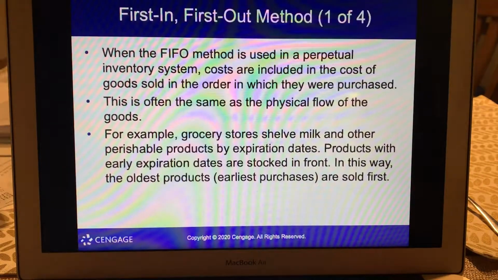So here's what this will look like. When the FIFO method is used in a perpetual inventory system, costs are included in the cost of goods sold in the order in which they were purchased. This is often the same as the physical flow of the goods. For example, grocery stores shelve milk and other perishable products by expiration dates. Products with early expiration dates are stocked in front. In this way, the oldest products, the earliest purchases, are sold first.